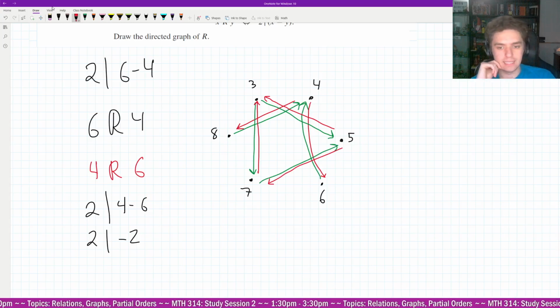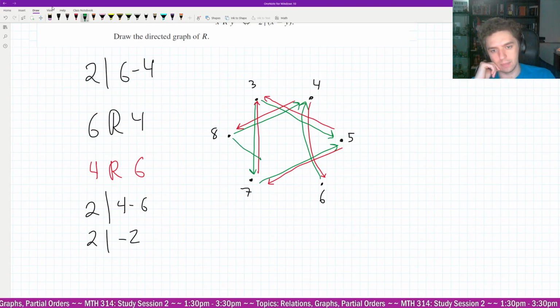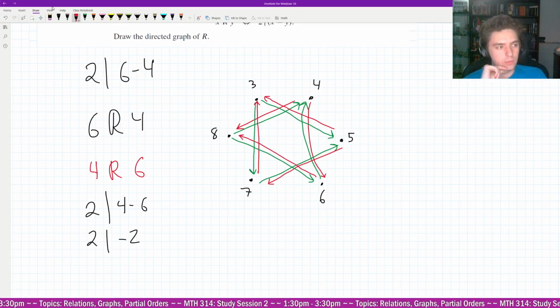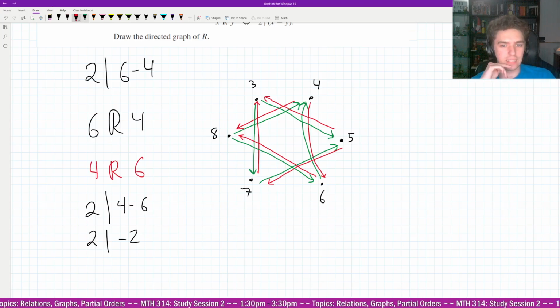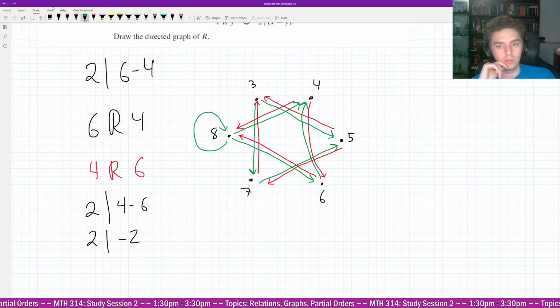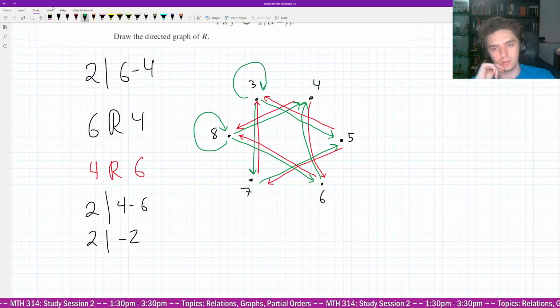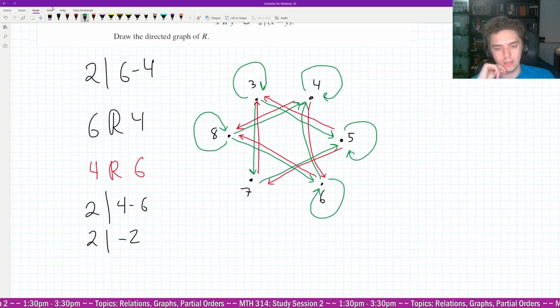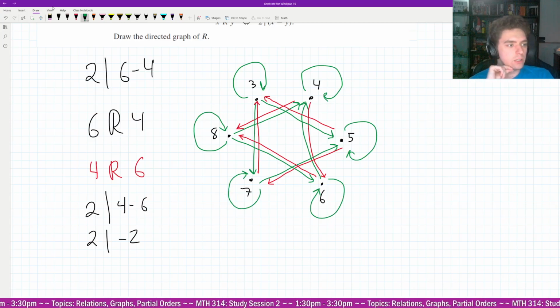8 and 6, that's 2 again. 8 minus 6 is 2, and 6 minus 8 is negative 2. Now anything else? Yes, there's an important thing too. 8 minus 8 is 0, and 2 divides 0. 3 minus 3 is 0, and 2 divides that. The same holds for every number. That's an important thing too.